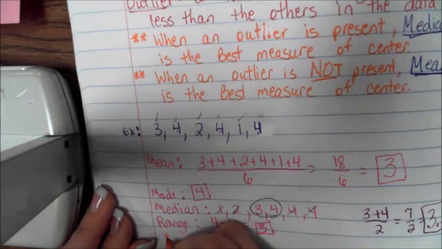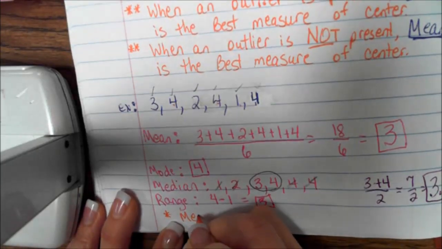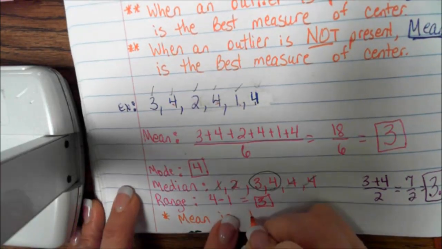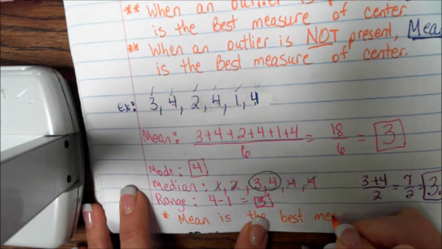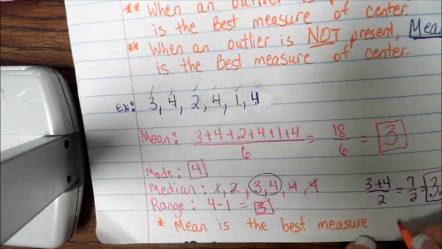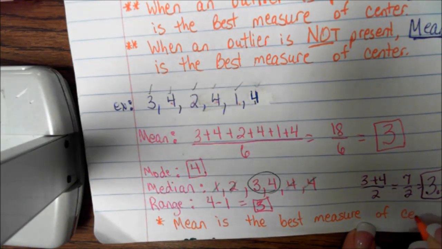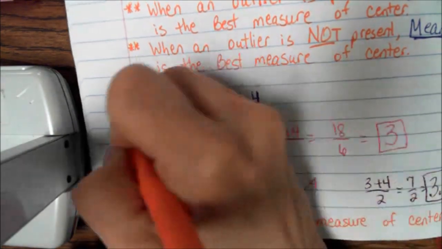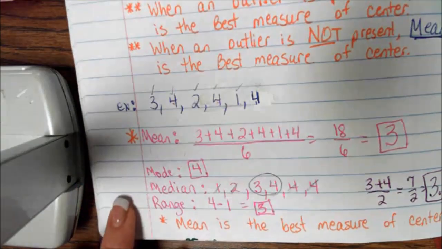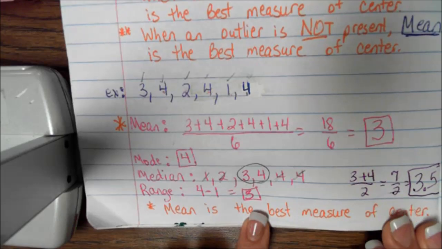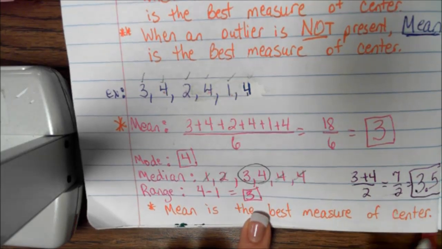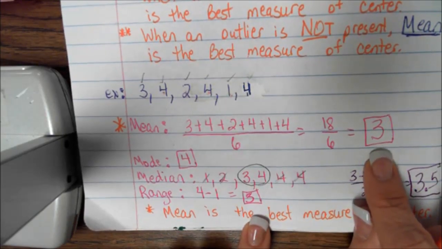So I'm going to put a little star down here, and I'm going to say mean is the best measure of center. So when it says up at our title, it says measures of central tendencies. So that means that in this set, the tendency is to be close to 3. That's right. The tendency is that our data is close to 3.